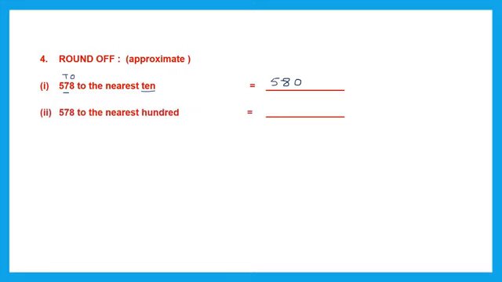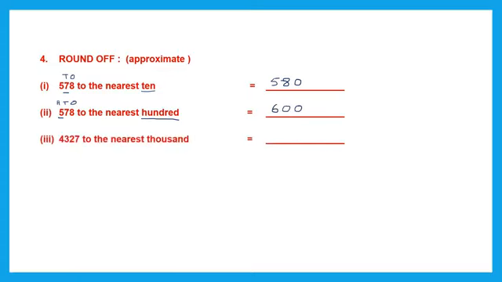Now we have to round it off to the nearest 100. So underline the digit which is in the hundreds place and look at the digit to its right. It's more than 5. So the hundreds place will now change to 6. 5 will change to 6 and the digits to its right will be replaced with zeros.